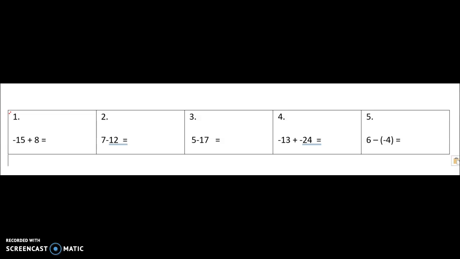So number 1, negative 15 plus 8, unlike signs, subtract, which would give me 7. Take the sign of the bigger looking one, the absolute value, which would be negative 7. 7 minus 12, keep, change, flip. Unlike signs, subtract, 12 minus 7 is 5. Take the sign of the larger absolute value, which would be negative 5.